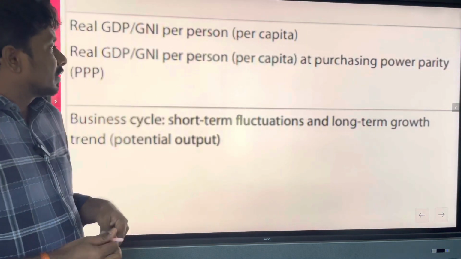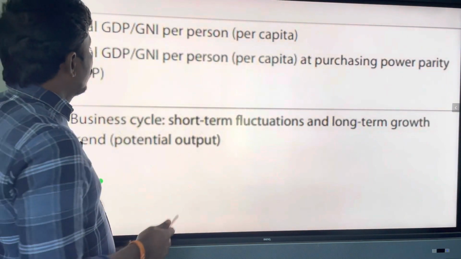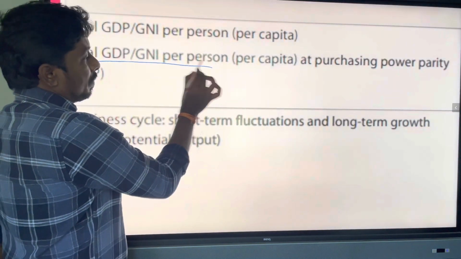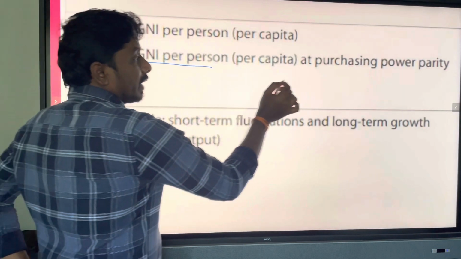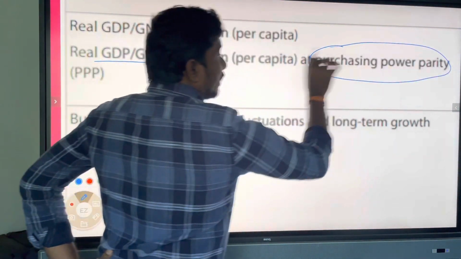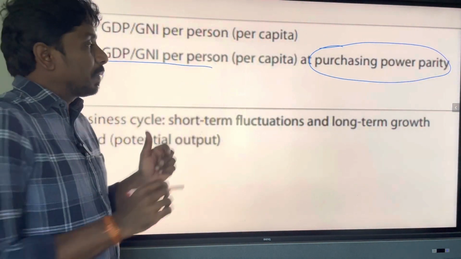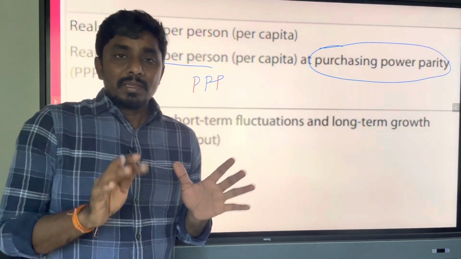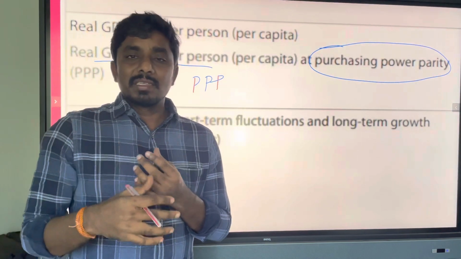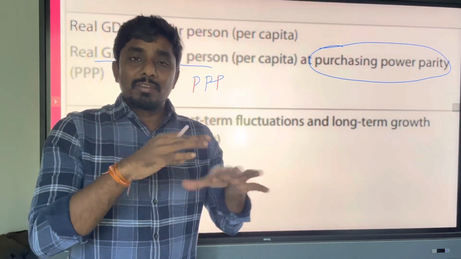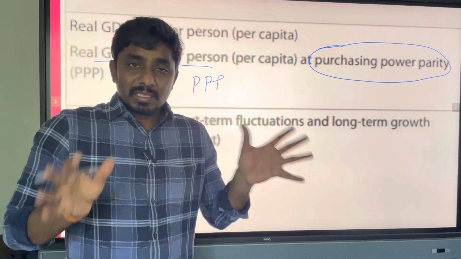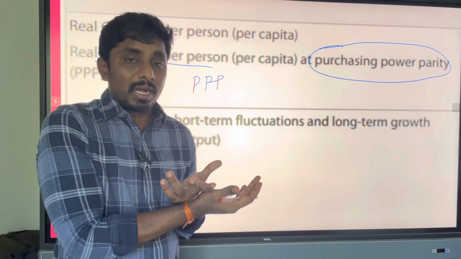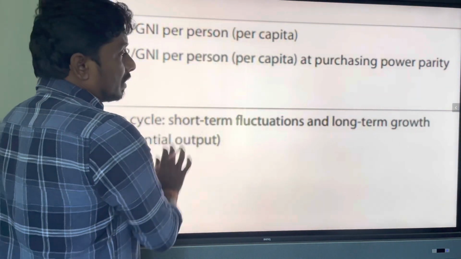And one more thing, in the syllabus, what have they given? Look here, they have given GNI or GDP per person at purchasing power parity, the PPP model. So what does it mean? There are multiple currencies in the world, and each currency value is different. So everything will be expressed in a common currency, in terms of dollars. Then it will be easy.